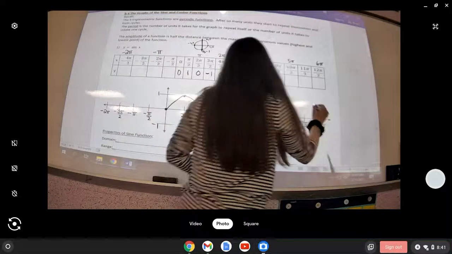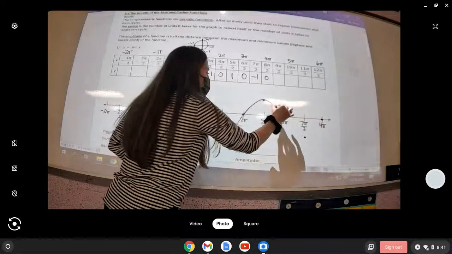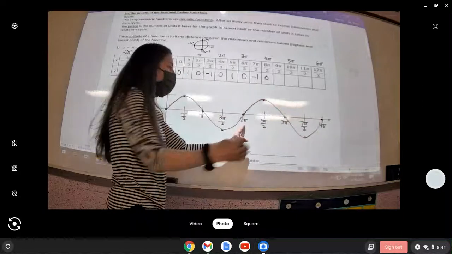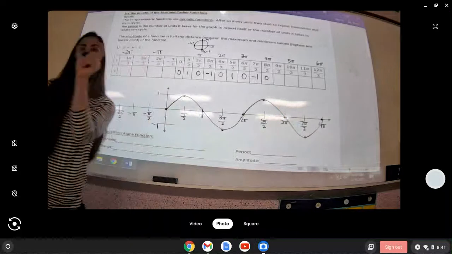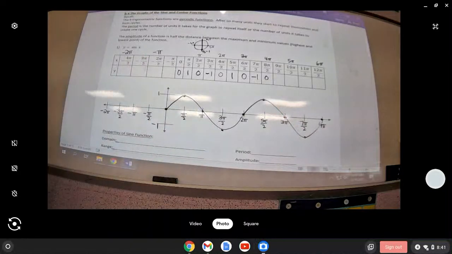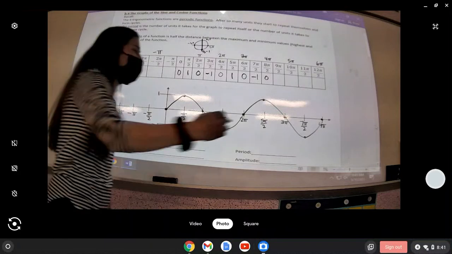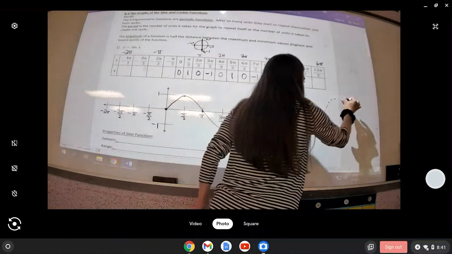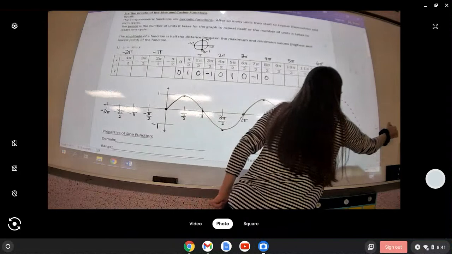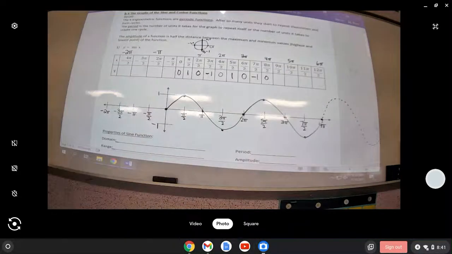So yet again, I've created another sine wave, because from 2 pi to 4 pi, another 2 pi radians went by. So another cycle, another period has created yet another sine wave. And then guys, after that, it just keeps on going. It just keeps creating that same exact sine wave.